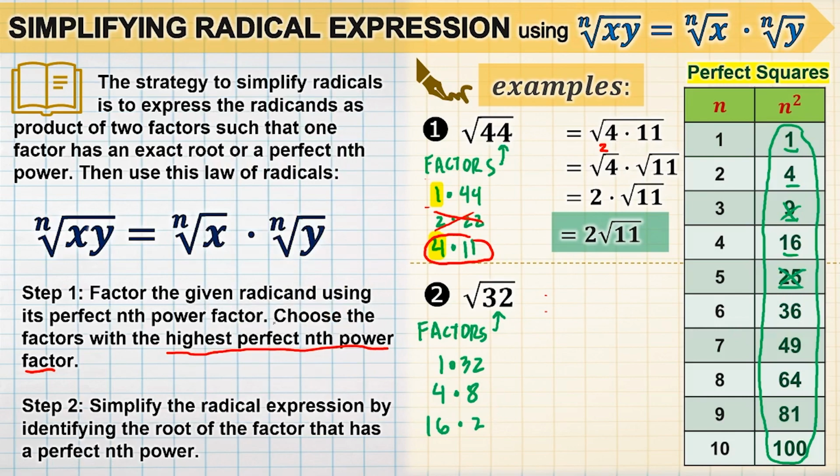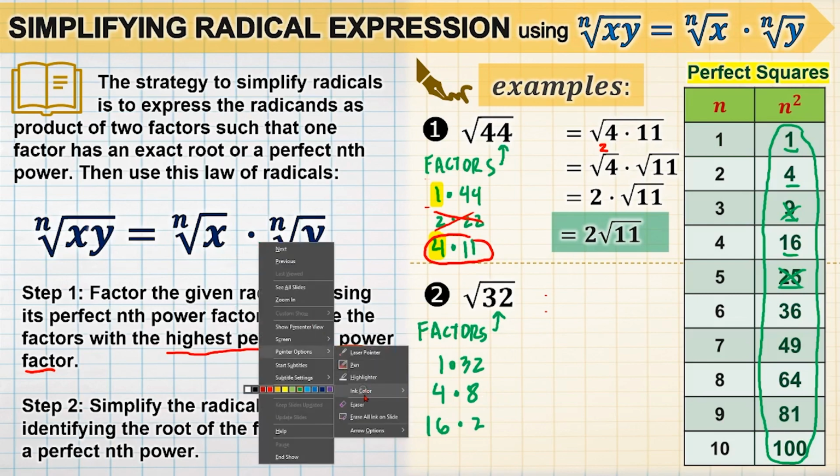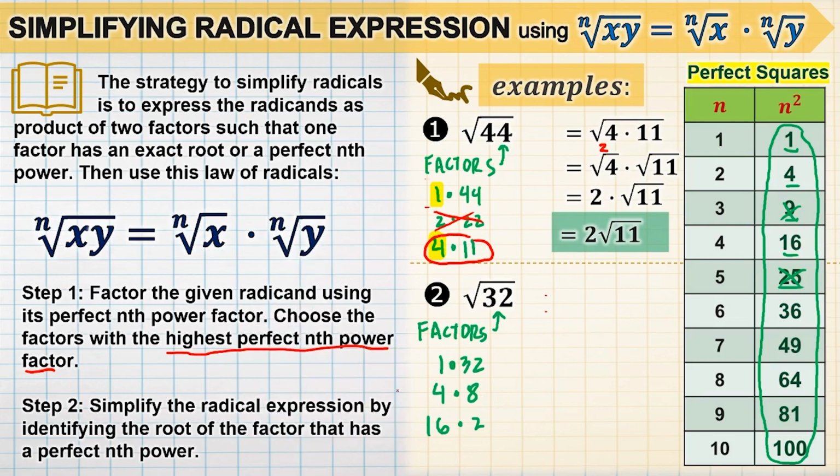And as you notice, hindi naman natin gagamitin lahat yan. Ang gagamitin lang natin dyan is yung may pinakamataas na perfect square factors. And as you compare between 1, 4, and 16, ang may pinakamataas na perfect square factor ay si 16 times 2. So, that means yan yung gagamitin natin na factors ni 32. So, we can rewrite square root of 32 into square root of 16 times 2.